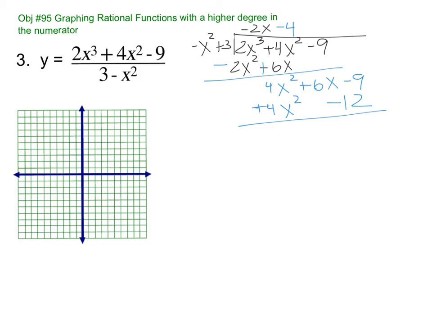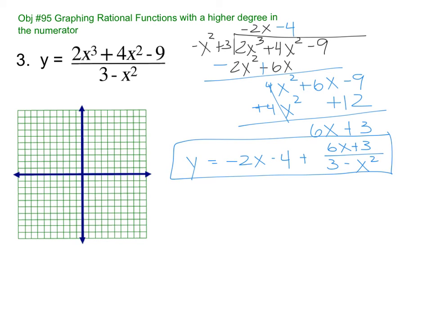Change the sign. Thank you, Sierra, for emailing me that I made another silly mistake. All right, so my new function is negative 2x minus 4 plus 6x plus 3 over 3 minus x squared. So this is the new function. So I now have it written where it's not like an improper fraction, right? The higher power is on top. We didn't want that to happen here.